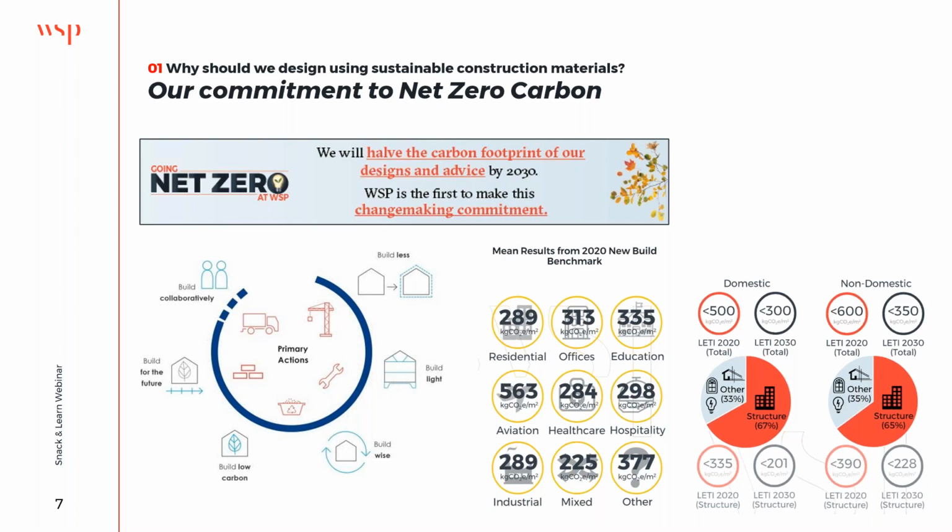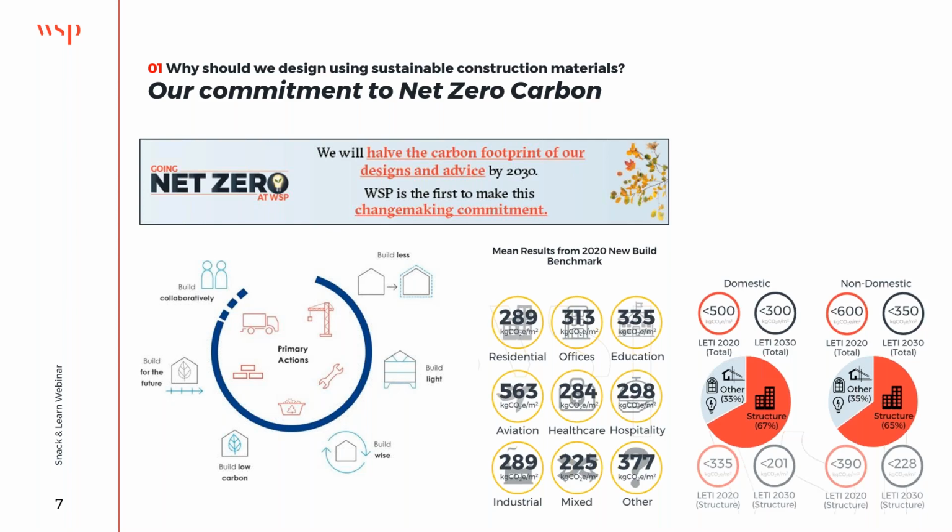And where does our commitment to net zero fit inside of this? WSP are going to halve the carbon footprint of our designs and advice by 2030. And in doing that in the UK, we're taking on the principles of the London Energy Transformation Initiative, taking on those 6 principles: build lighter, build low carbon, build collaboratively. And collaborativeness is particularly important for MMC, like I said, getting the supply chain involved at a very early stage, stage 1, stage 2, for example.